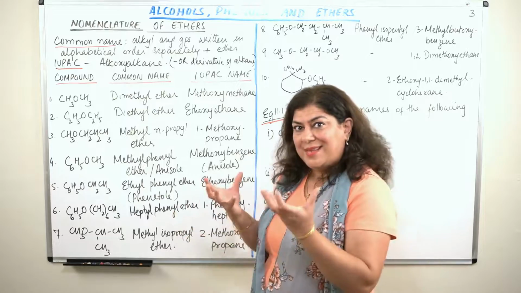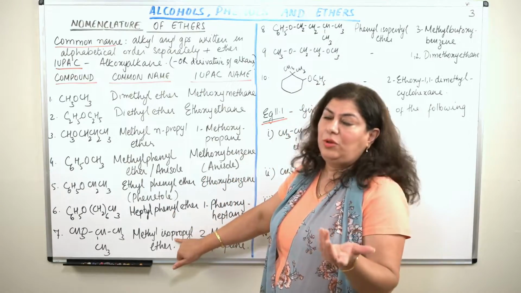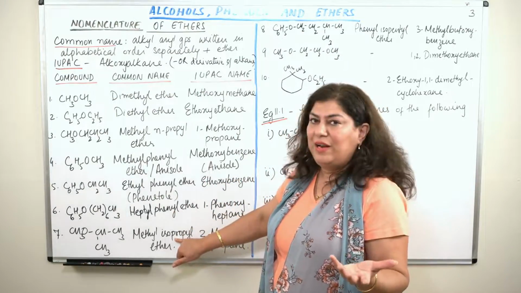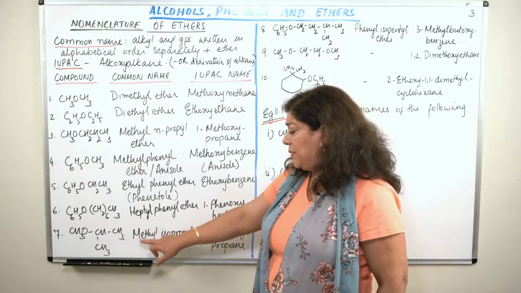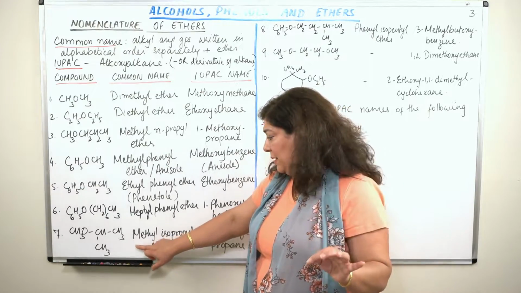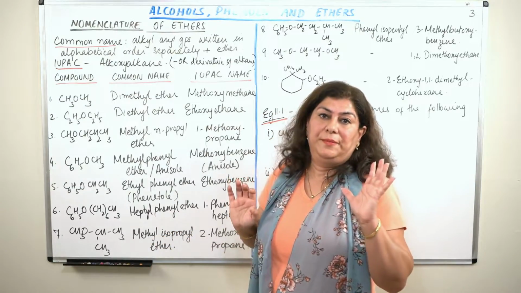So when we are talking of alphabetical order, it's not the size of the substituent, it's just the nature of the substituent. So what will be the correct name? It will be methyl isopropyl ether.